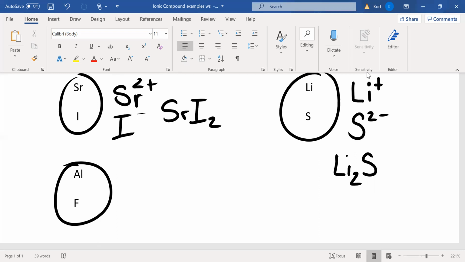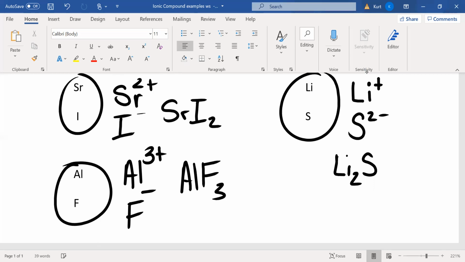Okay, let's go to David. What is Al's charge? Aluminum. +3. What is fluoride? Fluoride's -1. What is their formula? AlF3. What is the name of this compound? Aluminum fluoride. Very good.